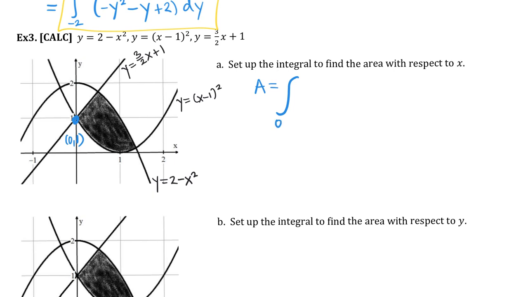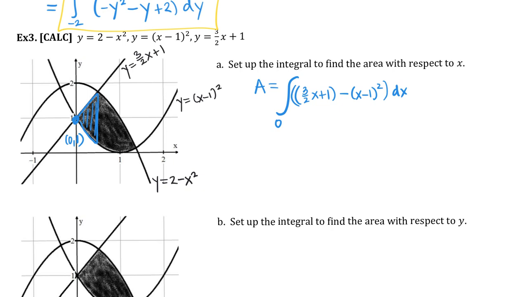Okay, at that point, or a little bit to the right of the point, this is my higher function, the 3/2 x plus 1. Okay, and then my lower function is this equation right here, which is this one right here. Okay, and I'm doing this with respect to x. Now this is the upper function, this is the lower function. This ceases to be true when I get to this point right here. So that area is only going to work from here to here. So for this piece right here.